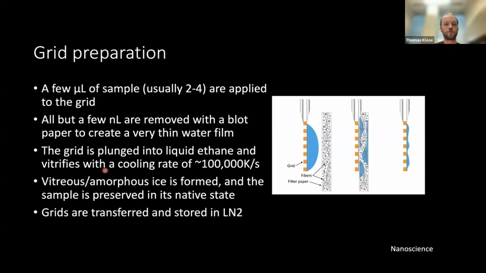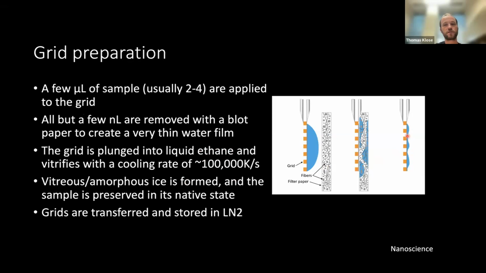And what we're aiming for there is to form vitreous or amorphous ice and preserve the sample in its native state. If we would cool much slower, we would get crystalline ice, and we do not want to have crystals in our samples. In this case, we don't want the ice to form an ordered state that would form any kind of diffraction pattern. And so that is the reason that liquid ethane is used.